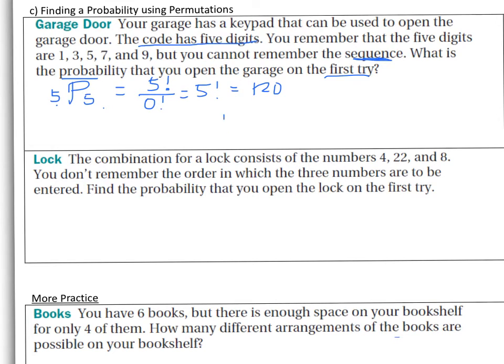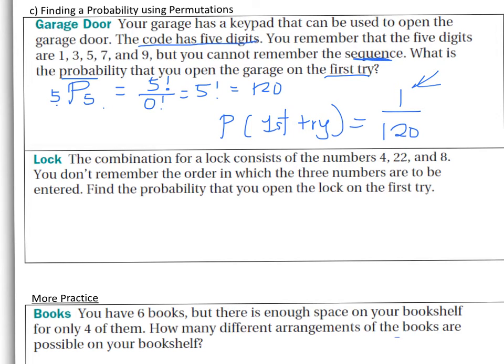And the probability of getting it correct on the first try will be only one time. So you just write 1 out of 120. Remember, probability just means the chances of getting it right out of the total number of tries. So there's only one possibility out of 120 tries.